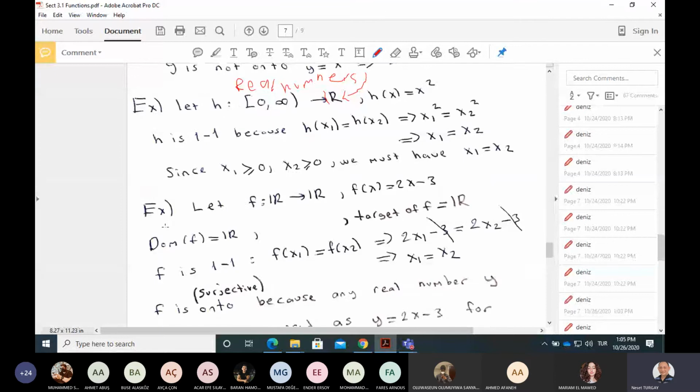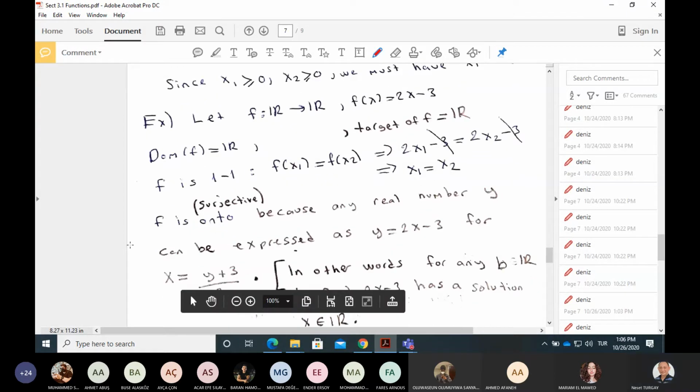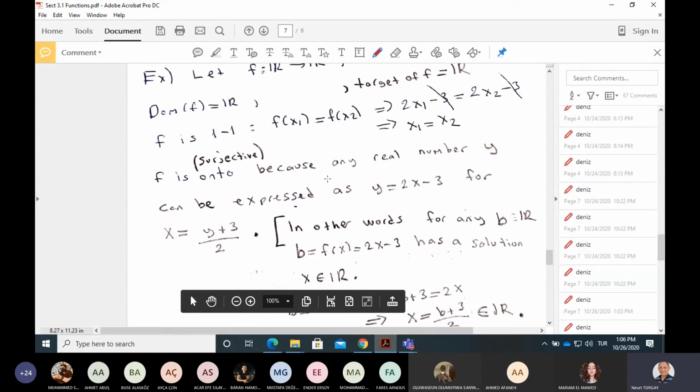Okay. Now, how about this? This is a polynomial. Domain is what? Real numbers. Target is what? This R. It's 1-to-1. 2x1 minus 3 is equal to 2x2 minus 3 implies what? x1 is equal to x2. f is onto or surjective because any real number y can be expressed as y equals 2x minus 3 for x equals y plus 3 over 2.